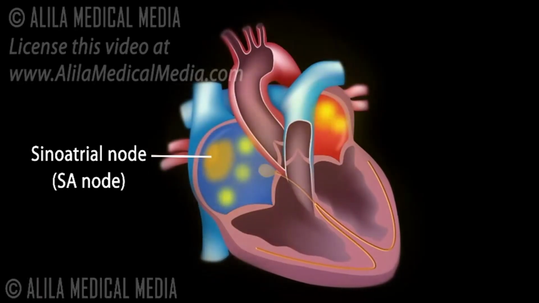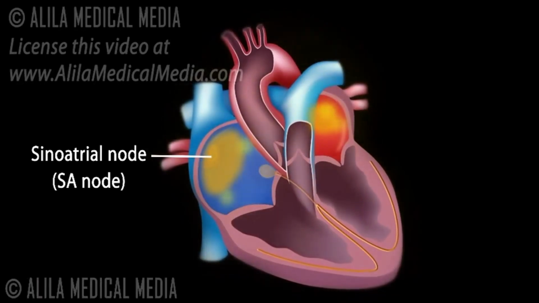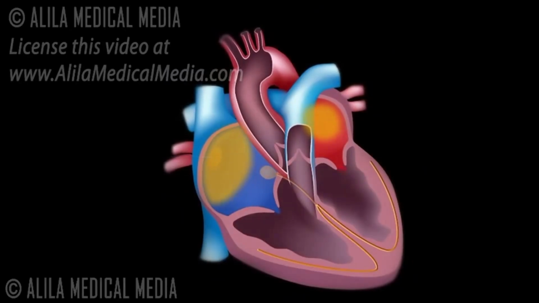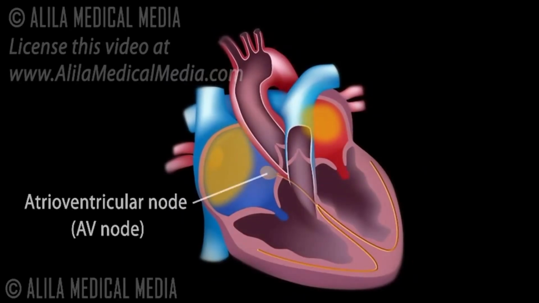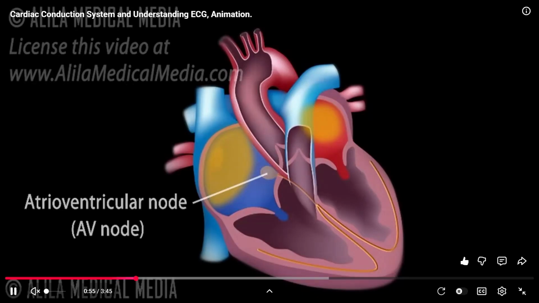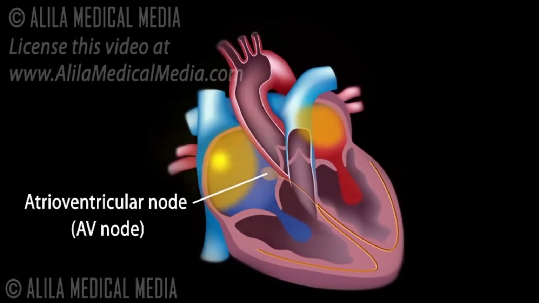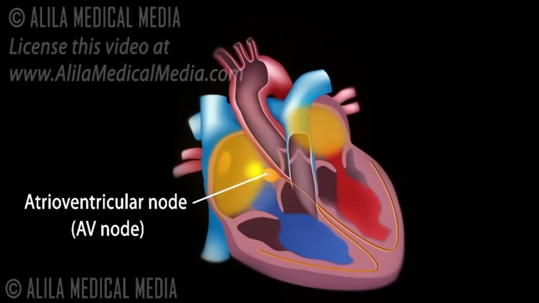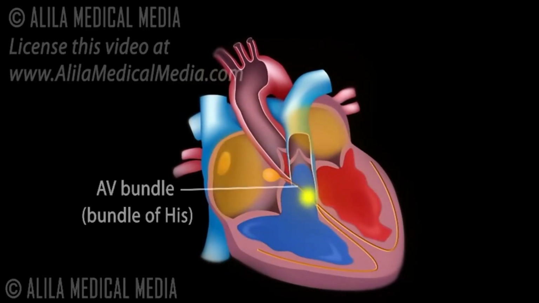So there's the sinoatrial node firing, squeezing the atria. There's the blood pooling down, and this signal to the atrioventricular node. It delays the signal. It makes it take longer to pass down to the bottom of the ventricles, which you'll see here in a second through these bundle of His, an atrioventricular bundle.